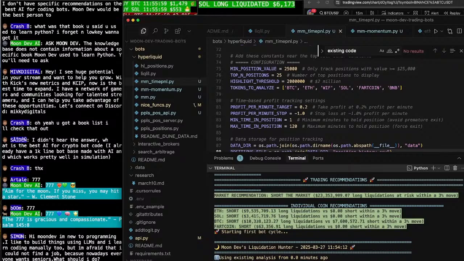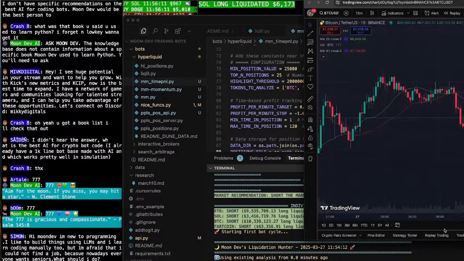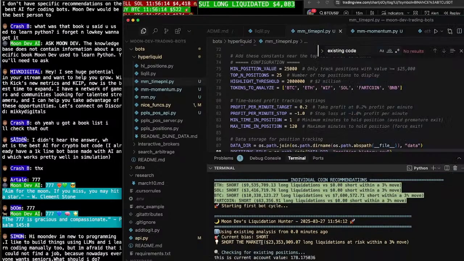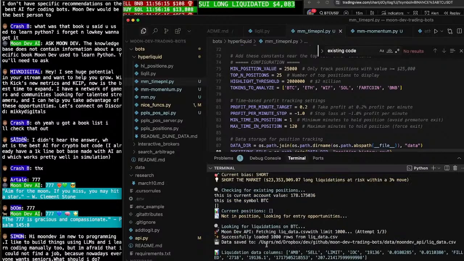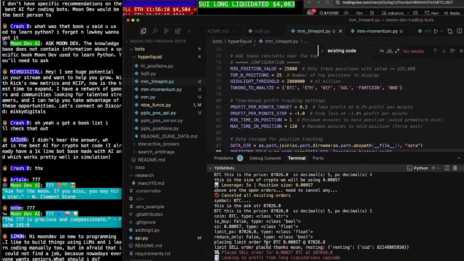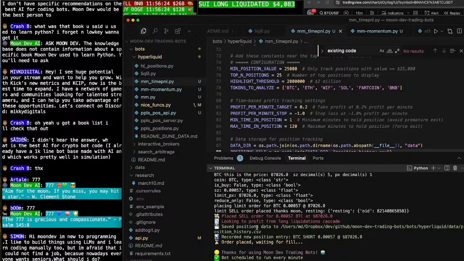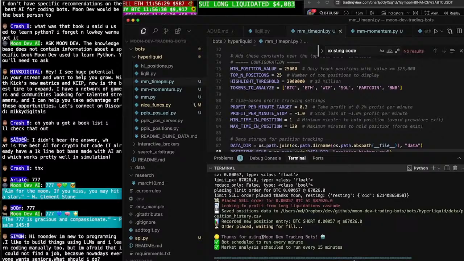9.53 million liquidations here. Individual coin recommendations. So this is saying short, pretty much. But is this right? That's the thing, dude. Moondev is not always right by any means. Best loser wins. Okay, so you can see place the sell order here. Looking for a cascade. Save positions to position history. Looking to profit from liquidation cascade. Order place, waiting for fill.